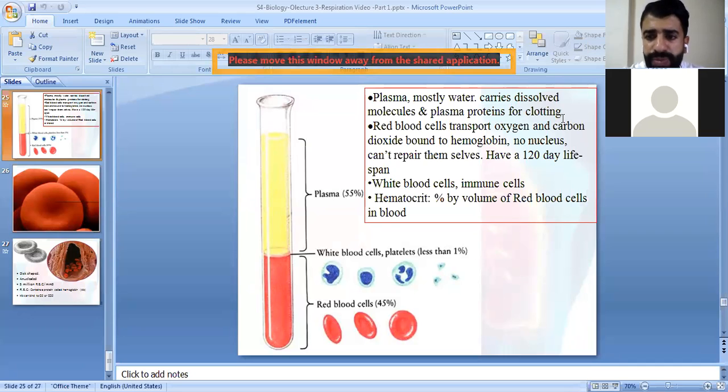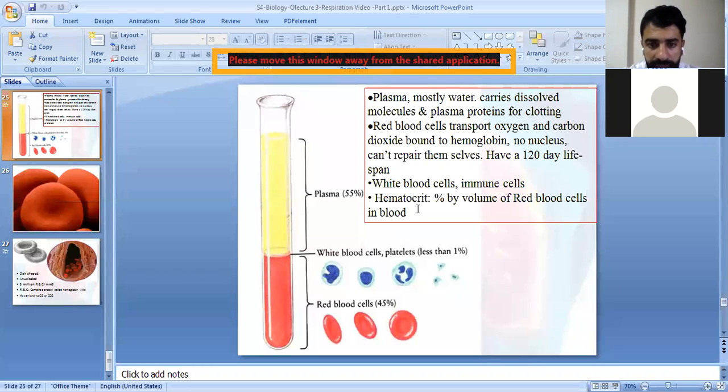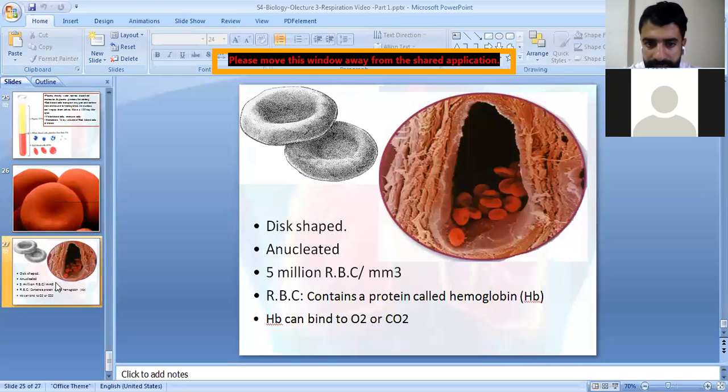Red blood cells transport oxygen and carbon dioxide bound to hemoglobin. They have no nucleus, so they cannot repair themselves, and they have a lifespan of about 120 days. White blood cells are also called the immune cells. And finally, note this, hematocrit, which is the percentage by volume of the red blood cells in blood.